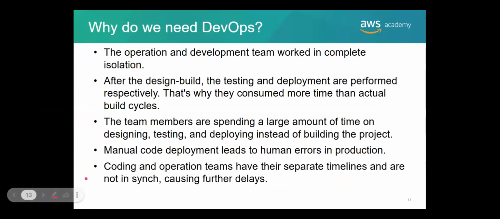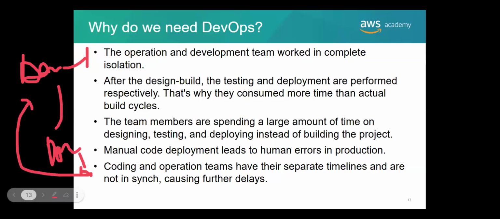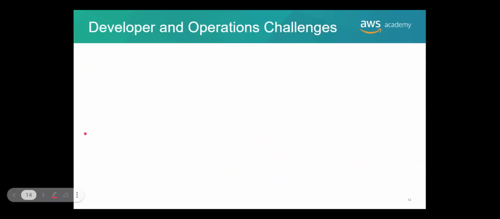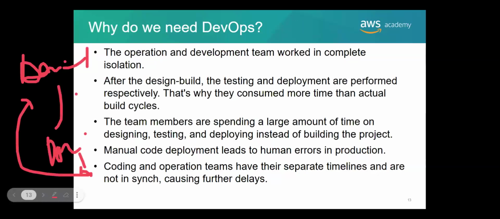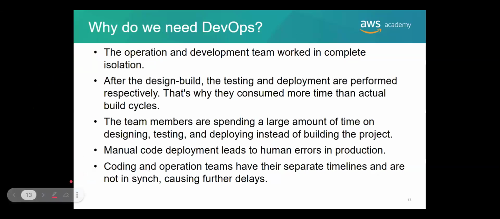Now coding and operation teams have separate timelines and are not synchronized, causing further delay. Previously, the developer would develop first, then lastly it would come to operation, who would find the errors and give their feedback. Now again the development team has to work. This is the main reason why we came for DevOps. These are the main reasons why we need DevOps.